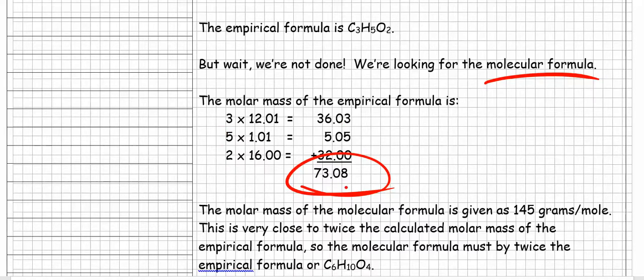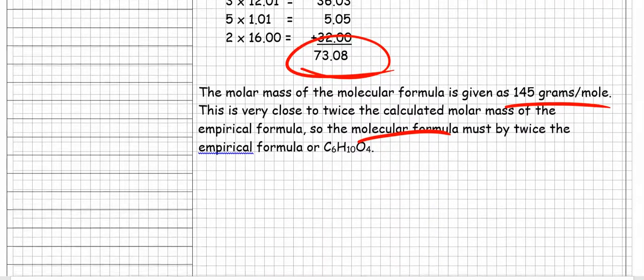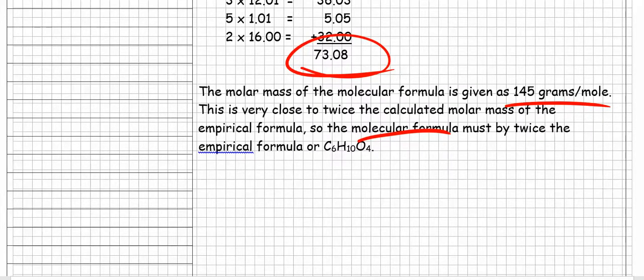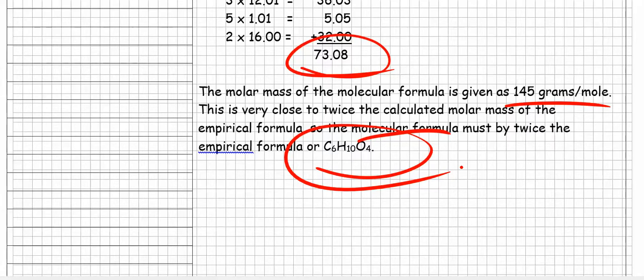Now the molar mass of the molecular formula is given to me. I'm told that it's 145 grams per mole. This is very close to twice the calculated molar mass of the empirical formula. So the molecular formula must be twice the empirical formula. So we'll take the empirical formula and double everything. And instead of C3H5O2, we're going to get this molecular formula, C6H10O4.